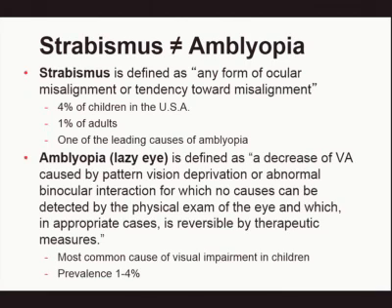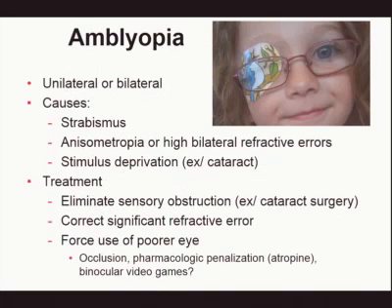Amblyopia, the layman's term for that, is lazy eye, and this is a decrease in vision of the eye that's caused by a pattern of vision deprivation, so an eye that doesn't see as well. So strabismus can cause amblyopia. Severe amblyopia could cause strabismus. Sometimes it's hard to figure out which one came first. But this is the most common cause of visual impairment in children. The prevalence is 1 to 4%. With amblyopia, most people think of it as unilateral, but it can be bilateral.